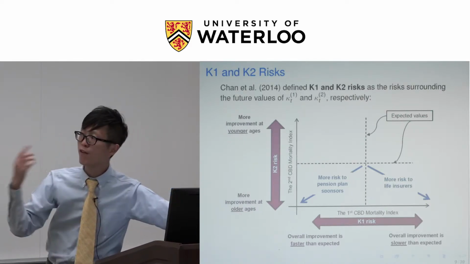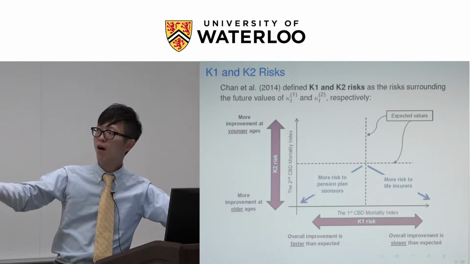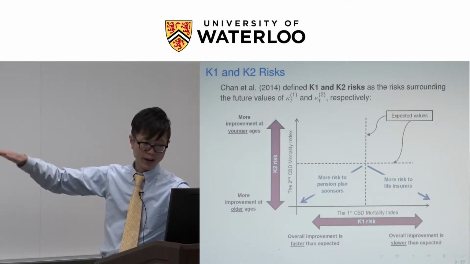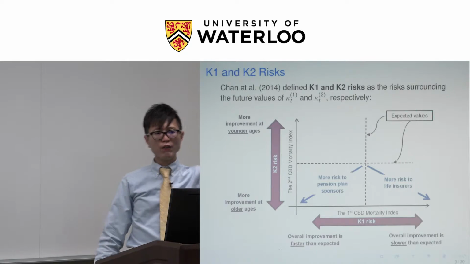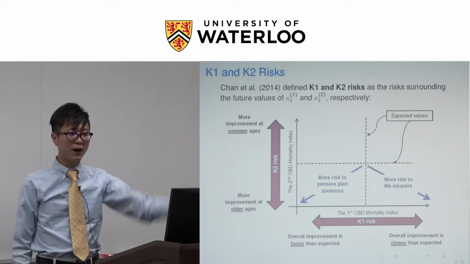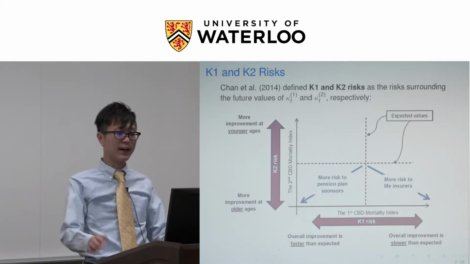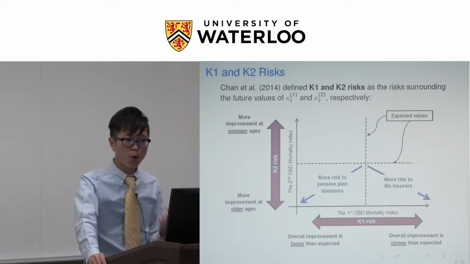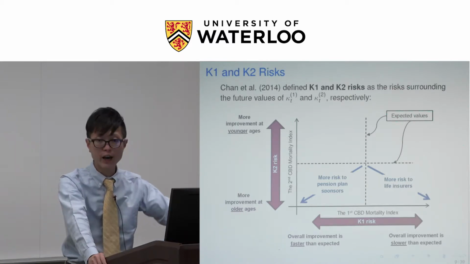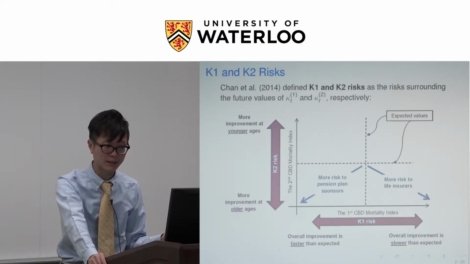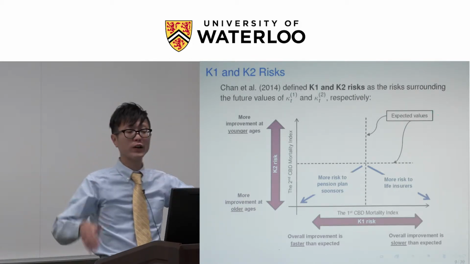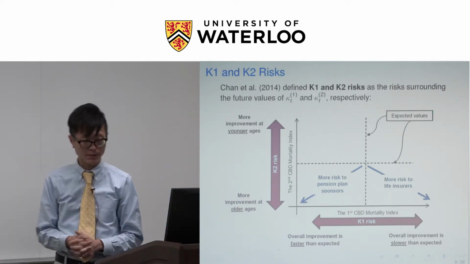And we call the variation along the horizontal dimension K1 risk. Likewise, along the vertical dimension, a higher than expected value of the second index represents more improvement at younger ages, and the opposite is true if the index turns out to be lower than expected. And we call the variation of the index along the vertical dimension K2 risk.